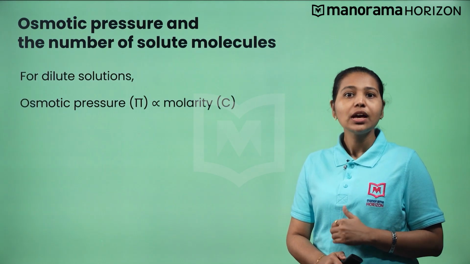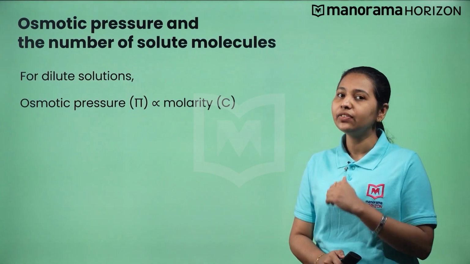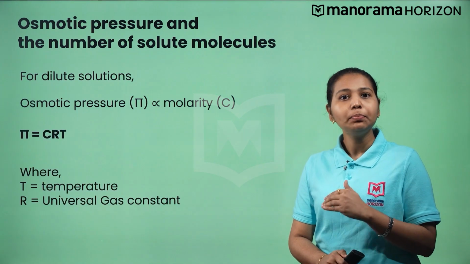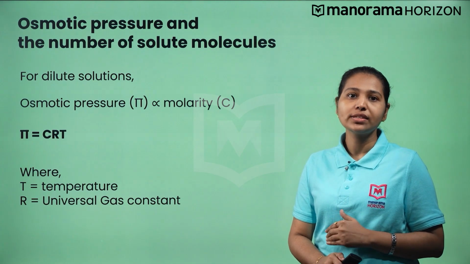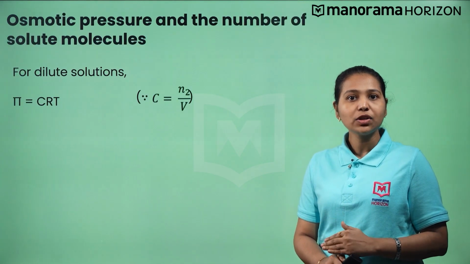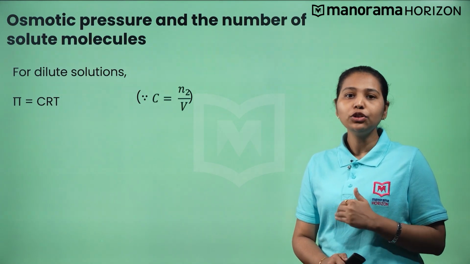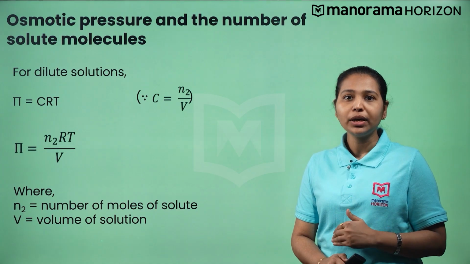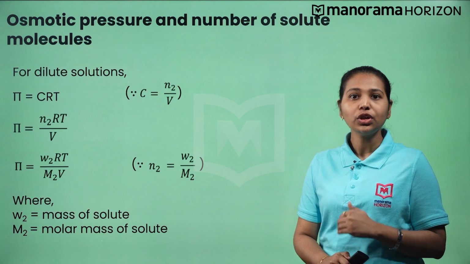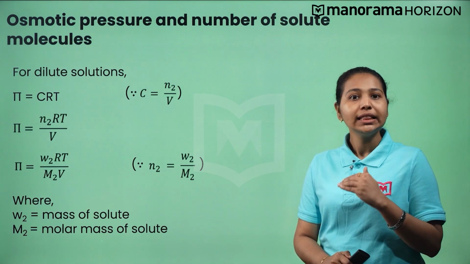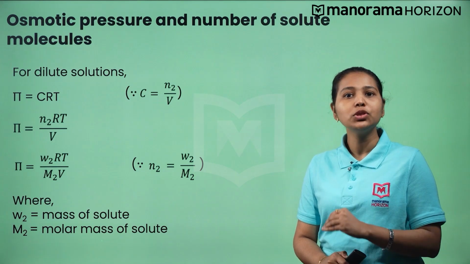For dilute solutions, osmotic pressure is proportional to the molarity, that is C, of the solution at a given temperature T. So you may write pi equals C into R into T. Here, R is the universal gas constant. If molarity is expressed in terms of the ratio of the number of moles of solute to the total volume of the solution, then you may write pi equals n2 by V into RT. Now, if you consider W2 grams of solute of molar mass M2 in the solution, then you may write pi equals W2 into RT divided by M2 into V.